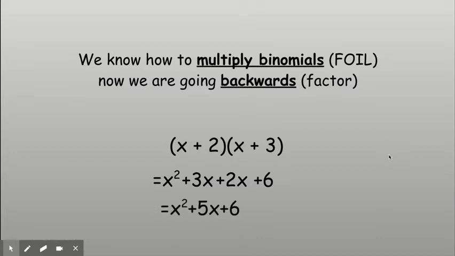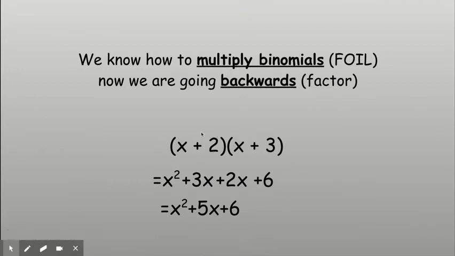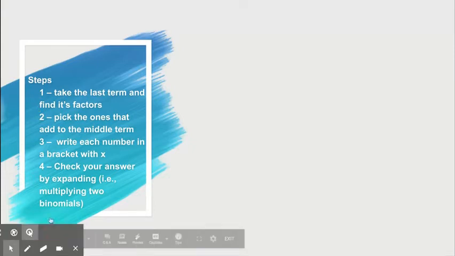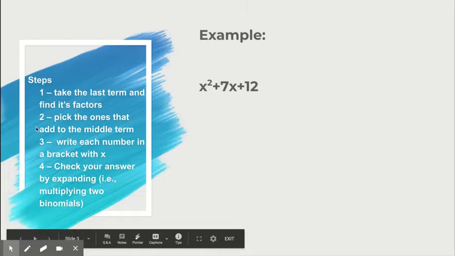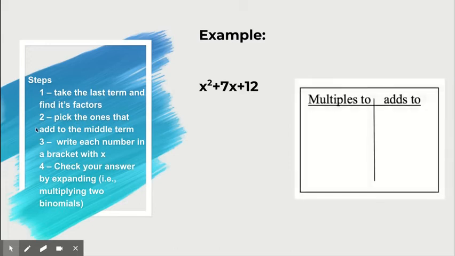So now we're going to go backwards, so we're going to factor it. We're going to start off with this, and we're going to end up with the brackets now. So the steps are always going to be on the left side here for each example. So first example, we've got x squared plus 7x plus 12. We're going to use this little chart to help us.